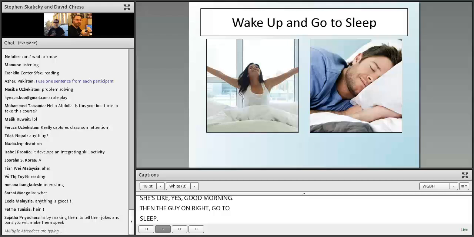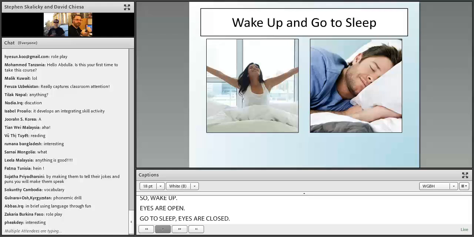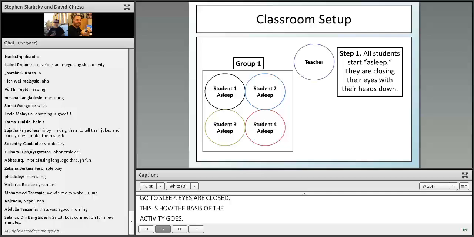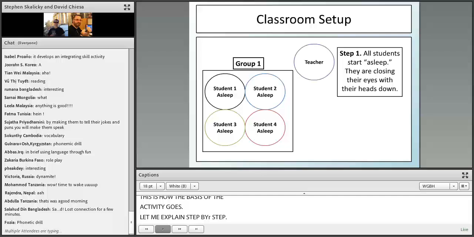This is how the basis of the activity goes. Let me explain step by step. Step one, if you have many groups in your class, for example, group one has four students, student one, two, three, and four. All the students go to sleep.